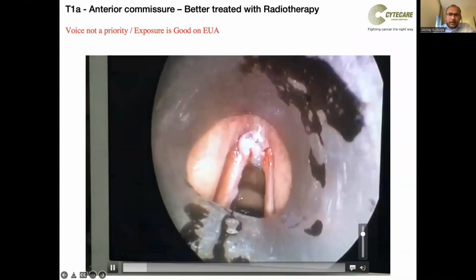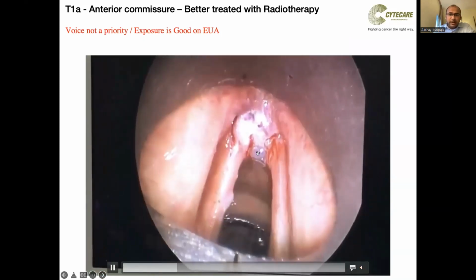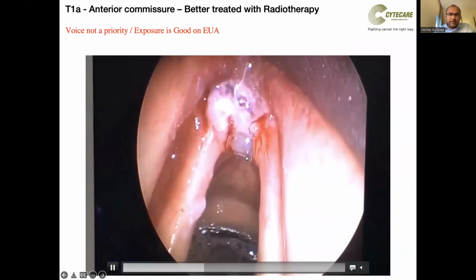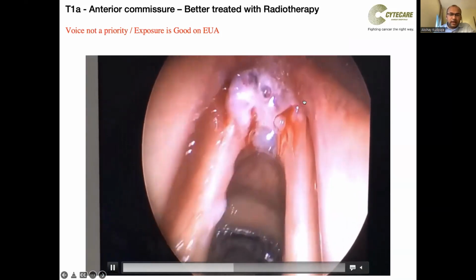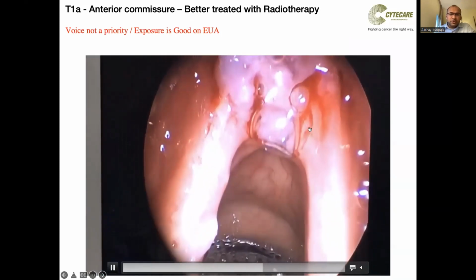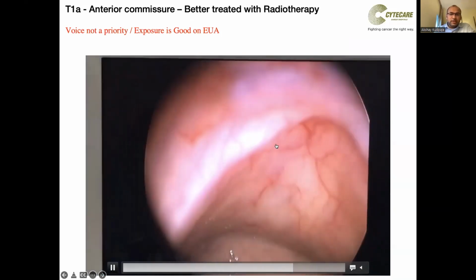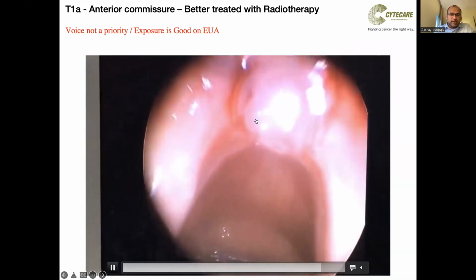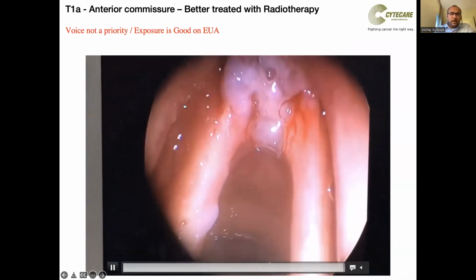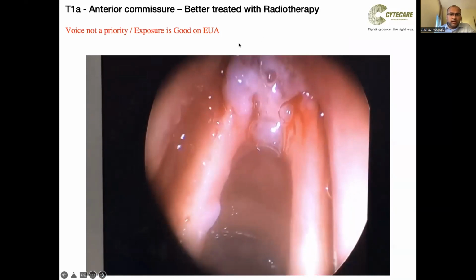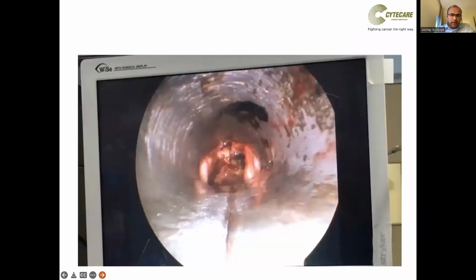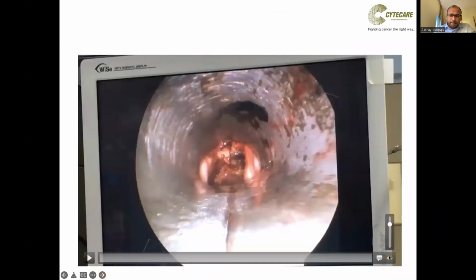T1A lesions were bulky anterior commissure lesions, but no significant subglottic extension. Again, we gave the option for transoral laser surgery. This patient opted for transoral laser surgery. There's a bit of subglottic extension. However, the exposure was a class 0 exposure. So we went ahead and performed the transoral laser surgery.